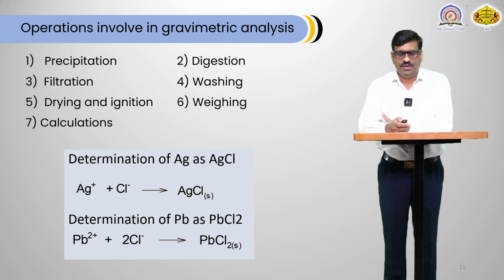The next operation is weighing. The dry precipitate is weighed to find out its weight. And finally, calculation. Calculation is done to find out the exact amount of the element which is present in that precipitate. Here some reactions are shown. In this case, Ag+ combines with Cl-, and there is formation of AgCl as a precipitate. Second example, Pb2+ combines with chloride ion, and there is formation of PbCl2 as a precipitate.